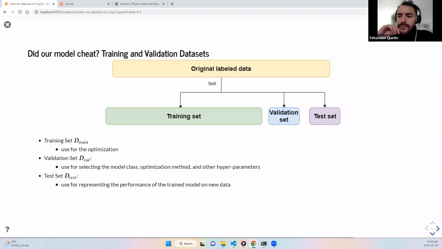I think you understood it well. We need the validation data set to check if what we've learned is sufficient.